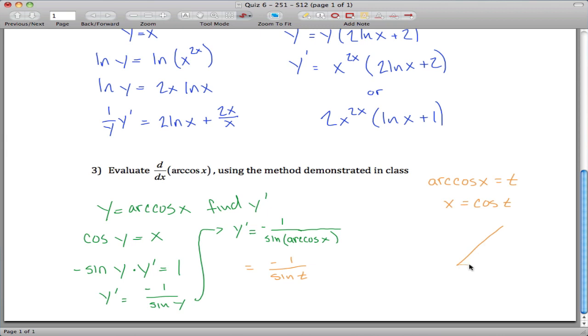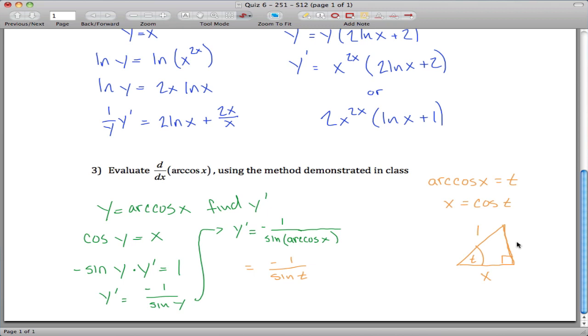If I try to draw that in a picture, here's t right here. Here's my almost a right triangle. This is meant to be a right triangle here. Cosine, SOHCAHTOA. Cosine is adjacent over hypotenuse. So for adjacent over hypotenuse to be x, we need x over 1.